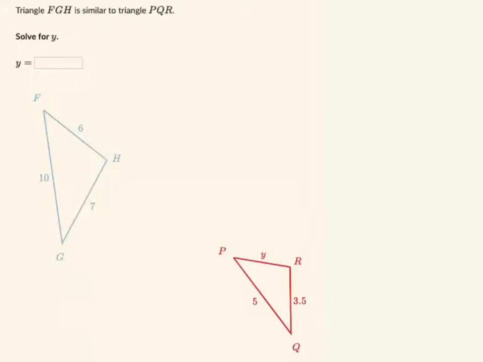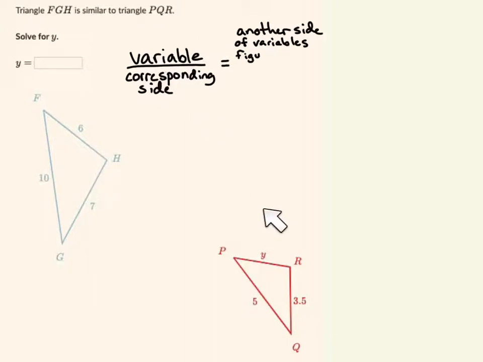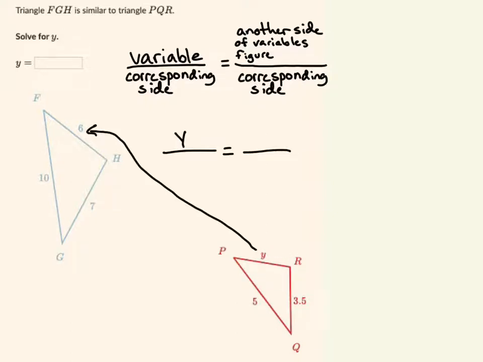Here's my video tutorial to go over the cases when they give you the triangles are similar and they're asking you to find the missing side. So we know that they're proportional, and proportional means that you can have the variable over its corresponding side and another side of the variable's figure over its corresponding side. So say y, where does y go to? Y goes to 6.